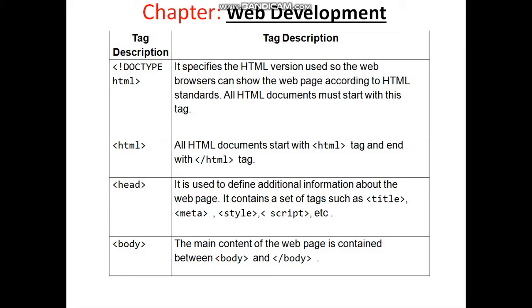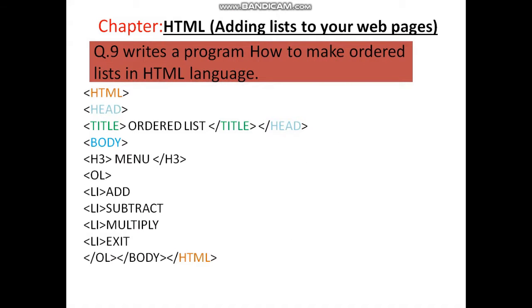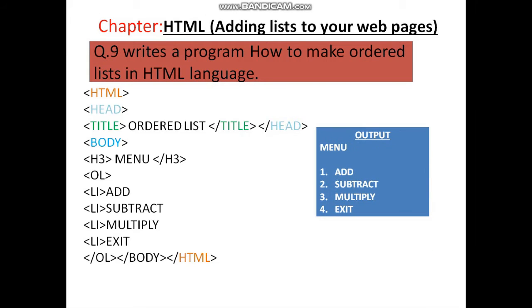These are the language tags: HTML and head tags and body tags. This is the program for head, title and body. How we can use the HTML head and title and body tag. This is the program, and in the box this is the output.